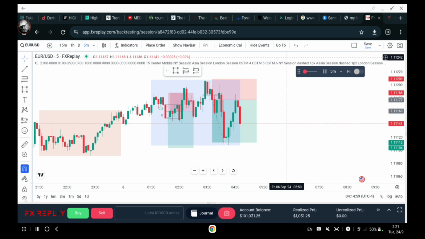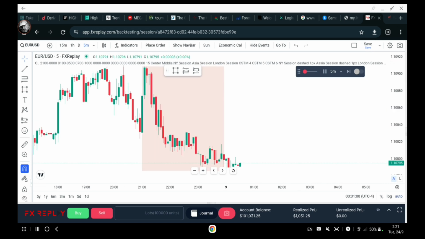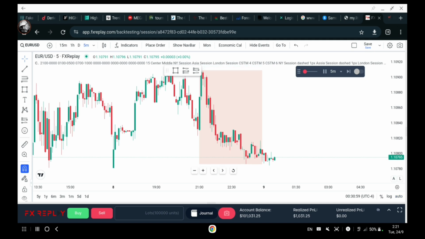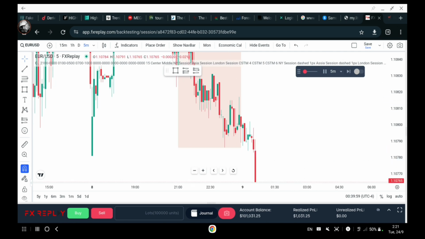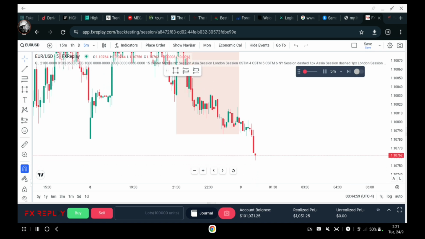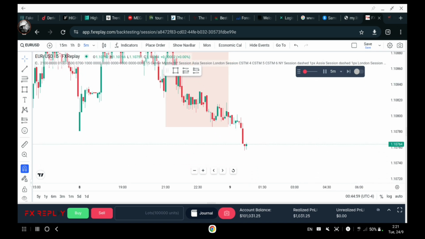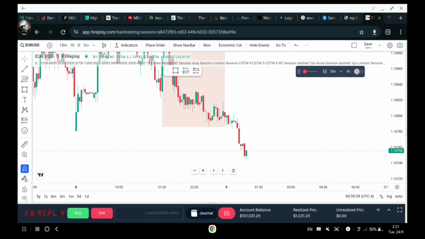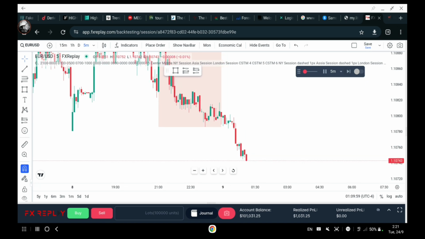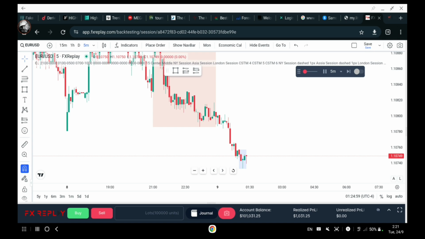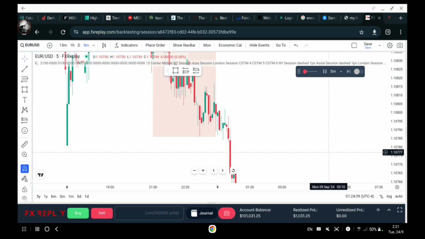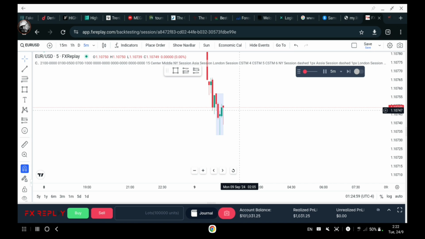Next London session. You can clearly see that the market has swept the low, meaning we're looking for buys. I really don't like this type of market structure. It's not that great. The fair value gap inverted here. No, that's not valid.